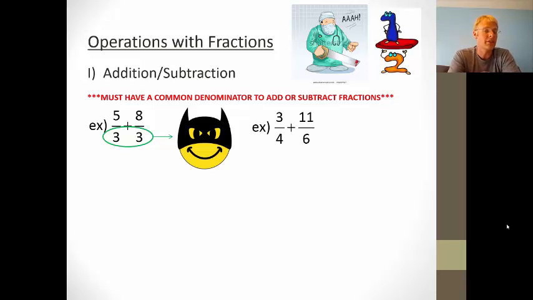But what happens if they're not the same here? 3/4 plus 11/6. Here, they're not the same, so we get a red light there. We cannot add. You can't do the addition, or if it was subtraction, the subtraction, if those are not the same.